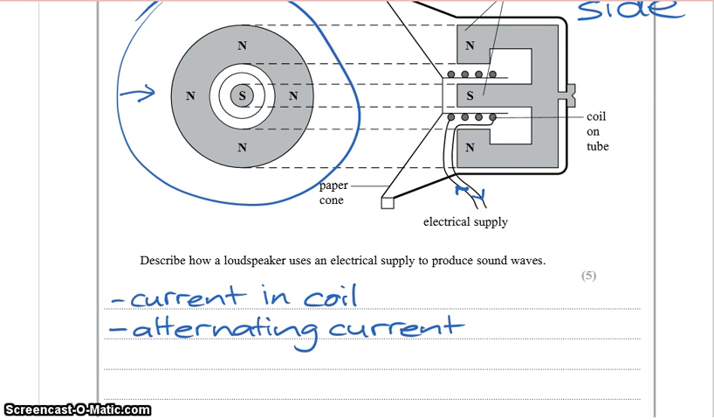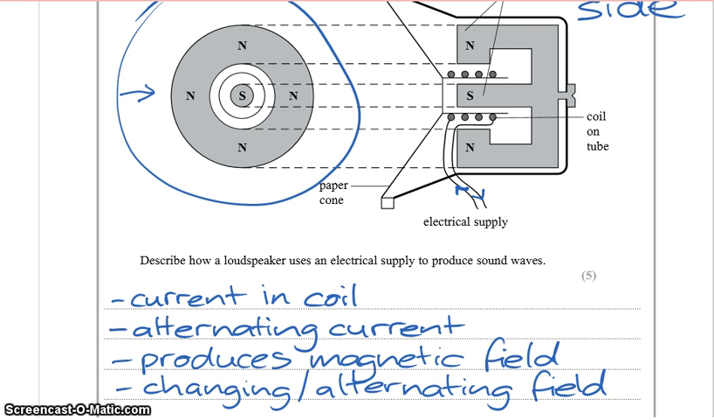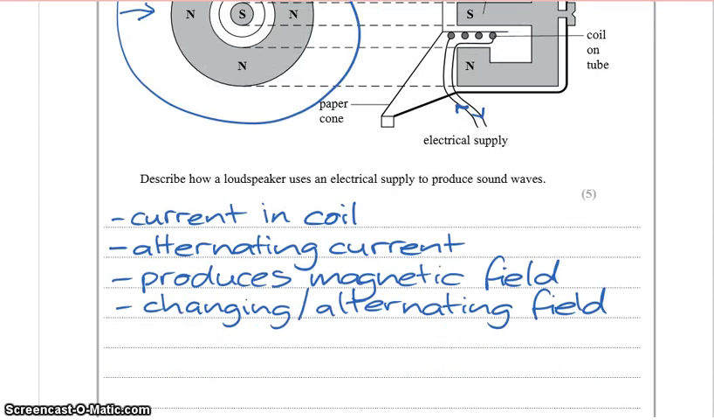And because there's a current in a coil, that's going to make a magnetic field around the coil. And of course you can work out the direction that the magnetic field is in by using the right hand grip rule. If the current in the coil is alternating, then the field around the coil will also be alternating or changing, and that's another point in the mark scheme that you can make. But of course the field around the coil isn't the only field in the loudspeaker. There's another magnetic field due to the permanent magnet that is from north to south, so mark those fields on there.